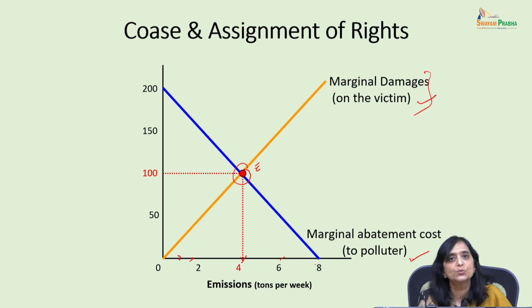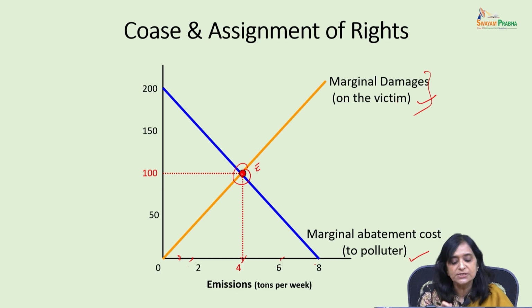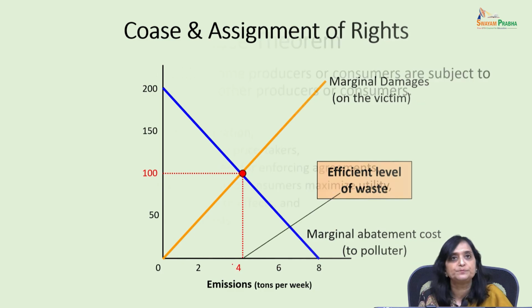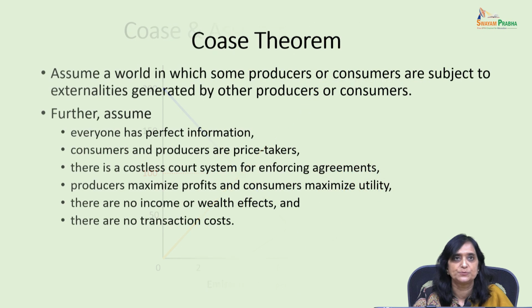So this is what Coase said, that even if we do not give any property rights, if there are no transaction costs and if a small number of parties are involved, then eventually all of them will settle back to the same point, which is 4 tons of emissions. So this becomes your efficient level of waste.